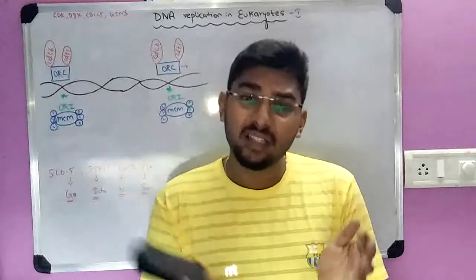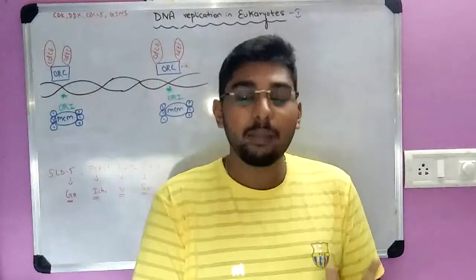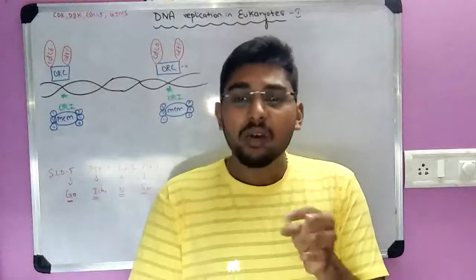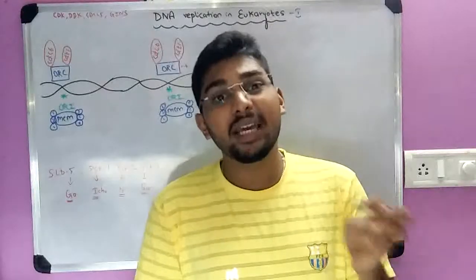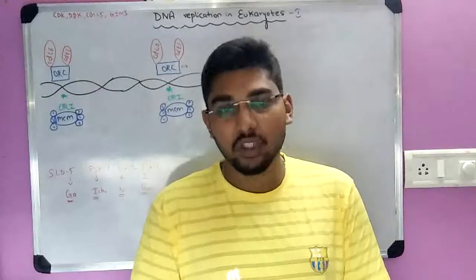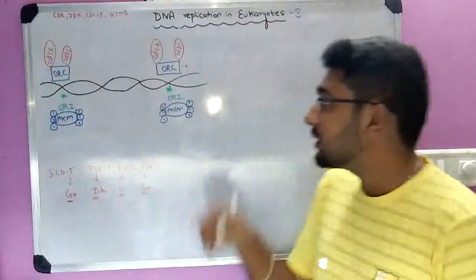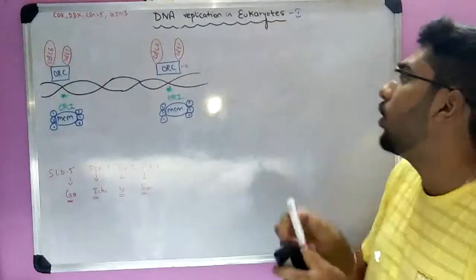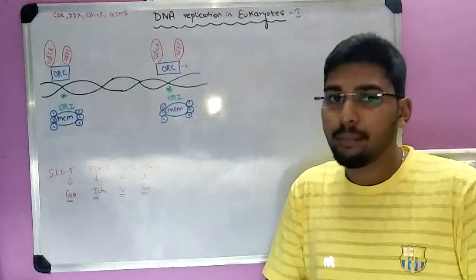But if you look at the major process, the enzymes involved and the mechanism are almost similar. Only here and there some extra enzymes are added and the replication process varies. So let us start now. I hope you are clear about what eukaryotes and prokaryotes are.